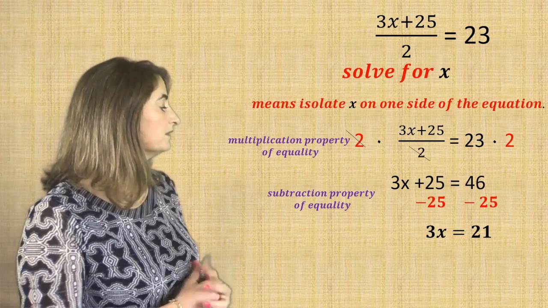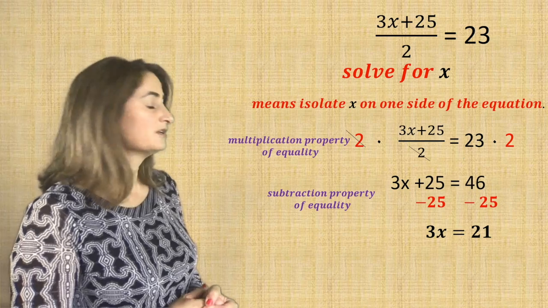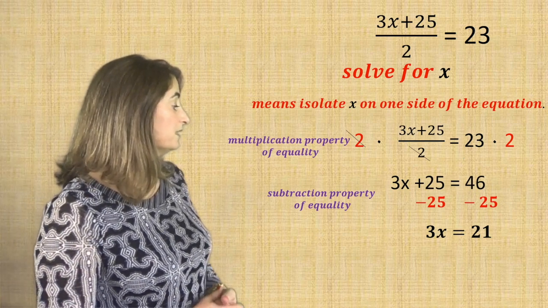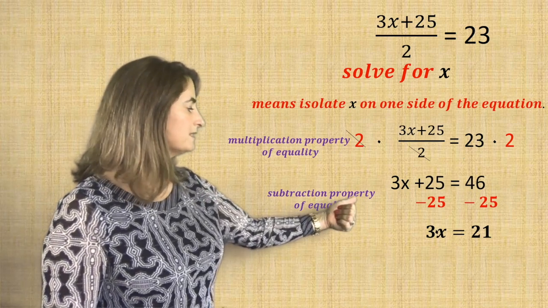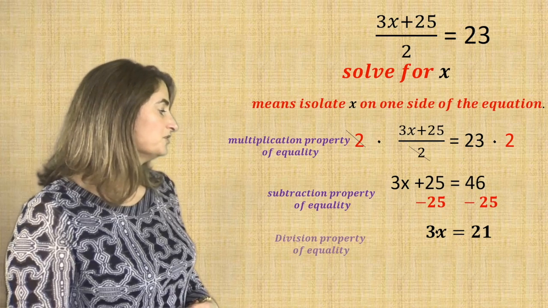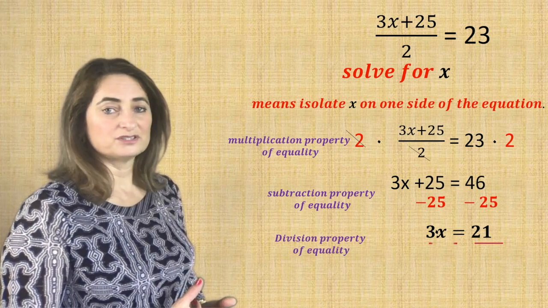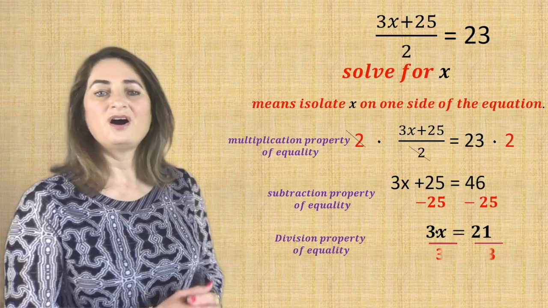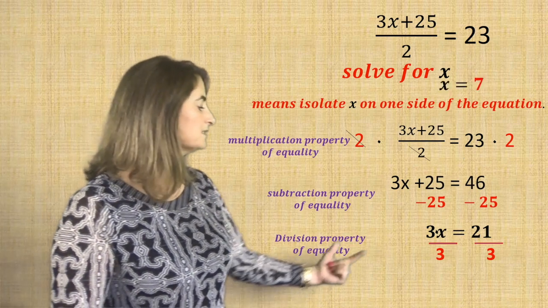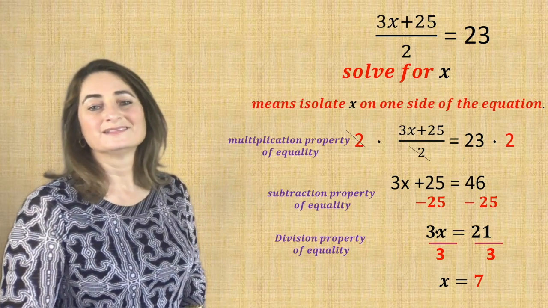Now, which number to get rid of? 3, because it's on the same side as the x. Since there is no operation between 3 and x, put a dot in the middle, and dot means multiply. The inverse operation of multiplication is division, and it's called the division property of equality. So divide by 3 on both sides, you end up with x equals 7, and that is the solution.